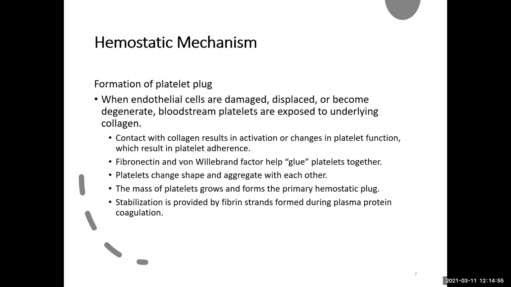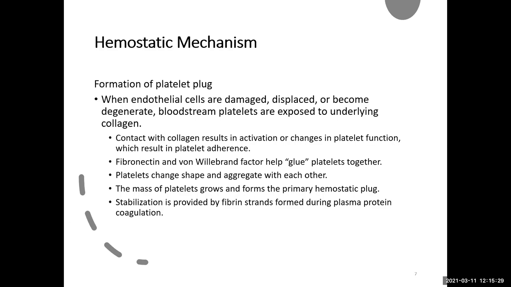And then you'll start getting the fibronectin and the von Willebrand's factor that will come into play and help glue those platelets together. Then the platelets will start to change shape. They'll aggregate together with each other. So they start hanging out, having a block party. And then you have this mass group of platelets. They'll start growing. They're inviting all of their friends. And then they start forming the primary hemostatic plug.